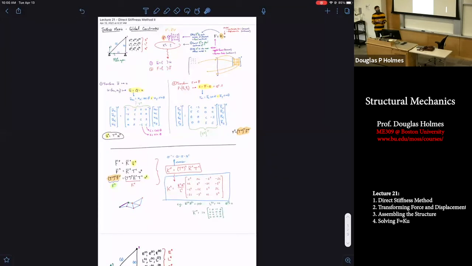And once we've added up all of each member's contribution to the whole structure, then we have a structural stiffness equation, F equals KU, where F are your applied forces and some unknown reactions. U are your boundary conditions and some unknown displacements. And your K is all of each individual member's contribution to the stiffness of that structure. Makes sense. It's the way that each member adds to how stiff this structure is in responding to force and displacement.